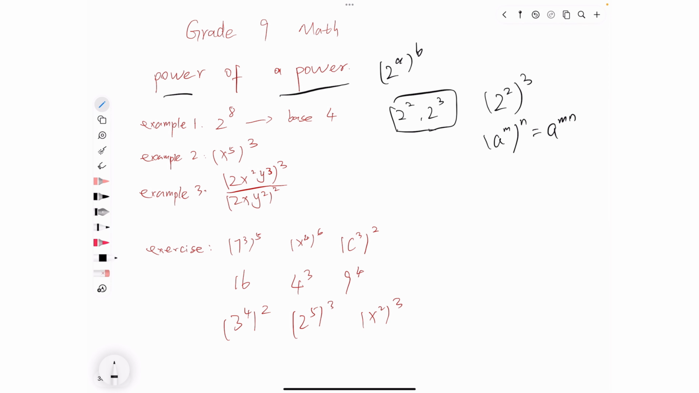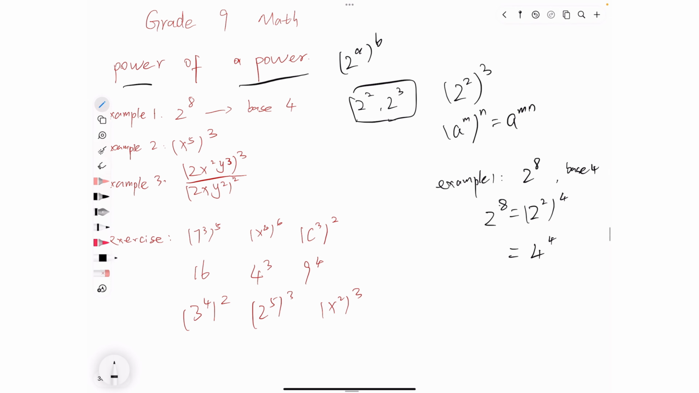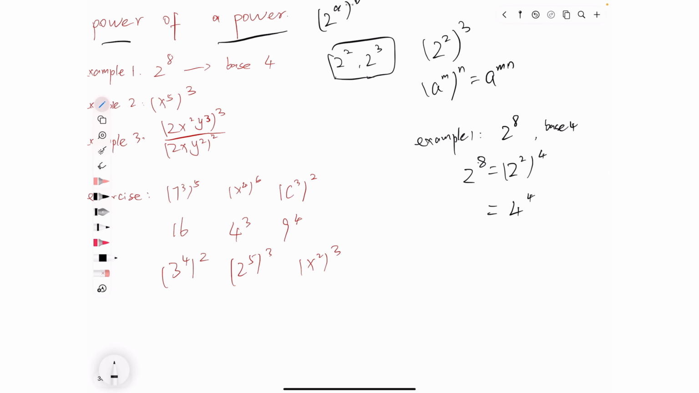Okay, let's look at example 1. Example 1 is we have 2 to the 8. We want to convert that to 2 base 4. So 2 to the 8 equals 2 squared, then we do 4 here. So it's 4 to the 4. The 2 times 4 is 8. That's how we convert that back. So if we have a to the mn, we can do a to the m, then power to the n.